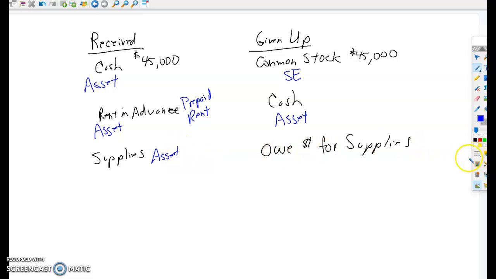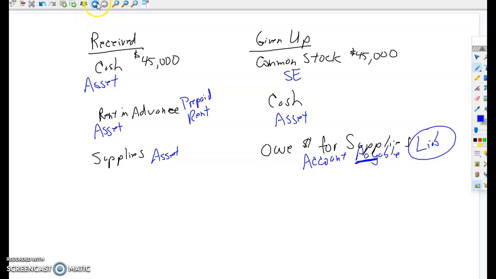We owe for supplies, and we're going to put that in an account we're going to call accounts payable. It's a payable because we're going to pay money in the future. So that's how you remember payable from receivable. We will pay money in the future. So it's an account with our supplier that we're going to pay money for. And that is a liability. Okay, so we have an asset and a liability.